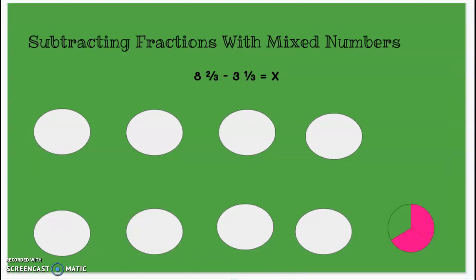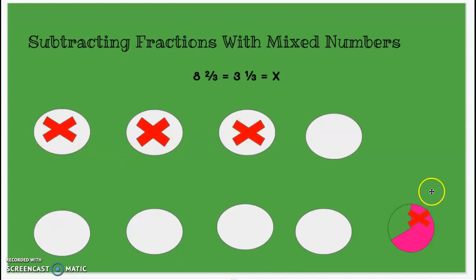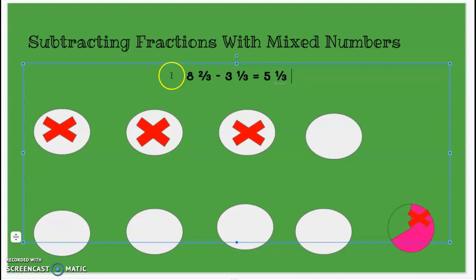Okay, so when I was taking them away, I actually X'd out my wholes. I took 3 of them away, and I took my 1/3 away. What I have left here looks like 1, 2, 3, 4, 5 wholes and 1/3. So 8 2/3 minus 3 1/3 equals 5 1/3. Nice job. Let's try a problem that might be a little trickier.